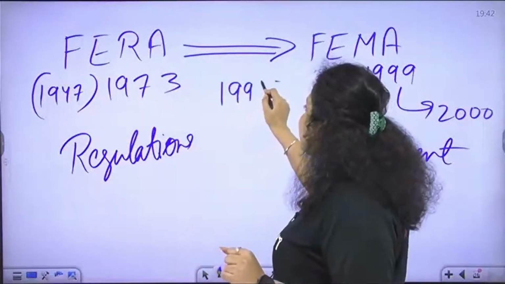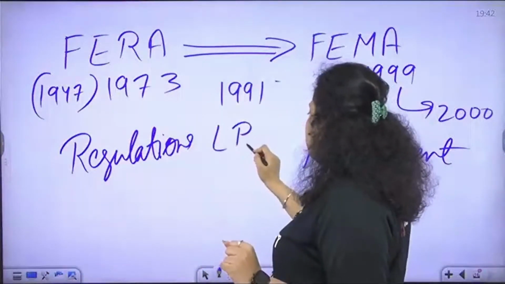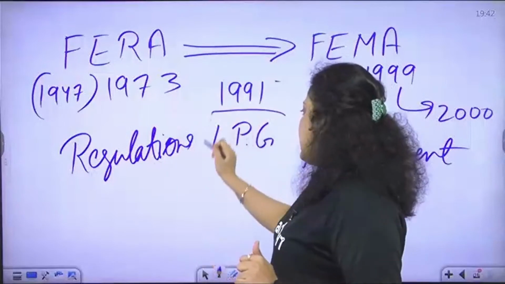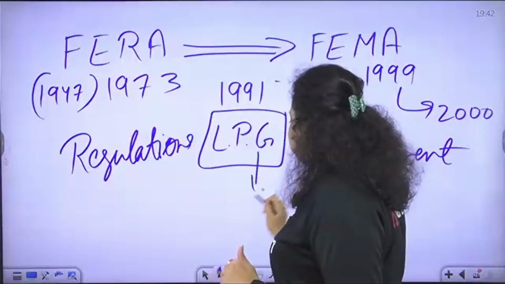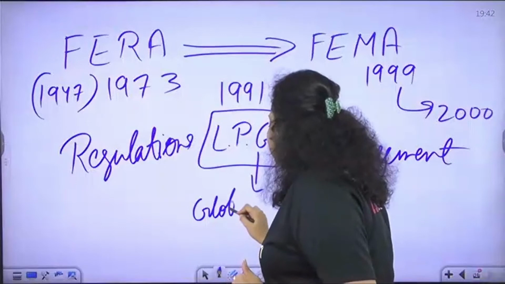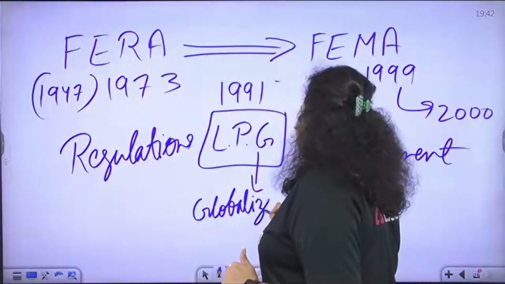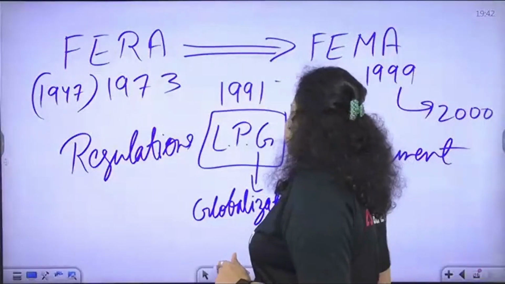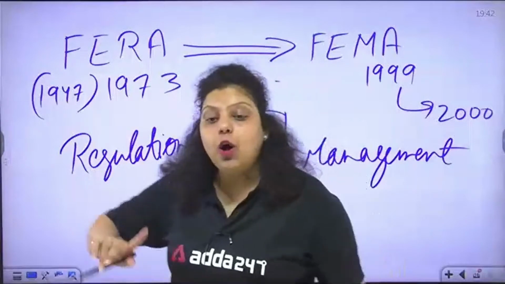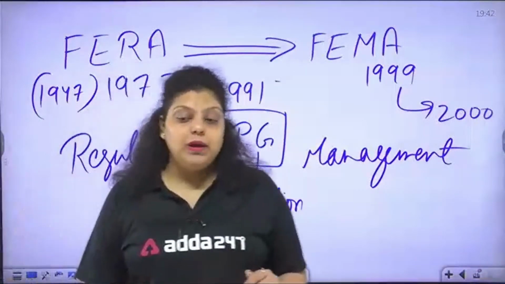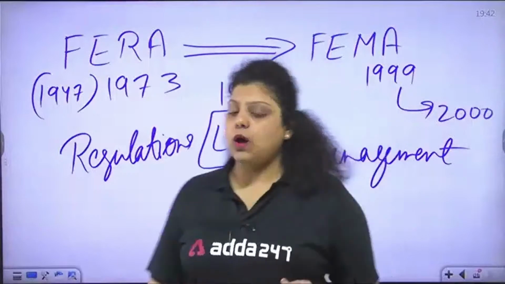Because in 1991, what was introduced? LPG was introduced. And under this LPG, this was the main reason, that is globalization. What does globalization mean? Globalization means to link the Indian economy with the world economy.